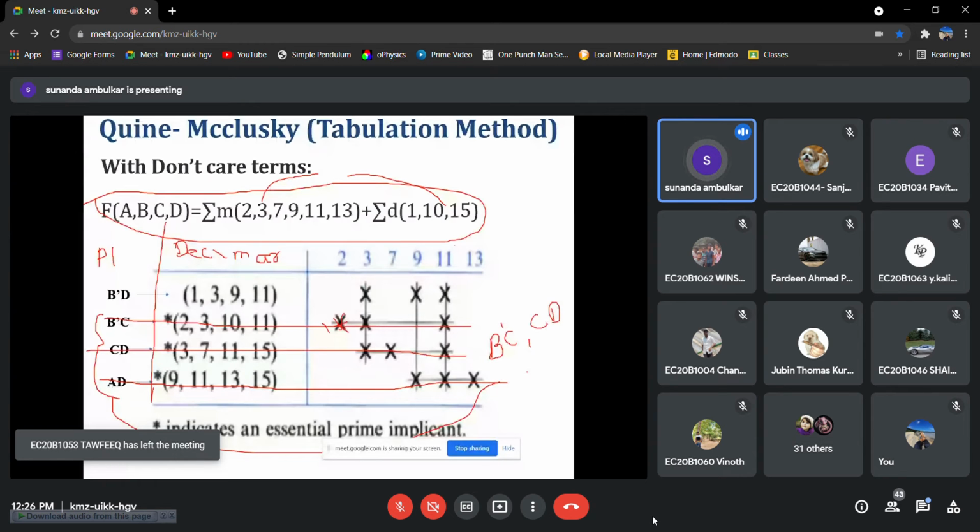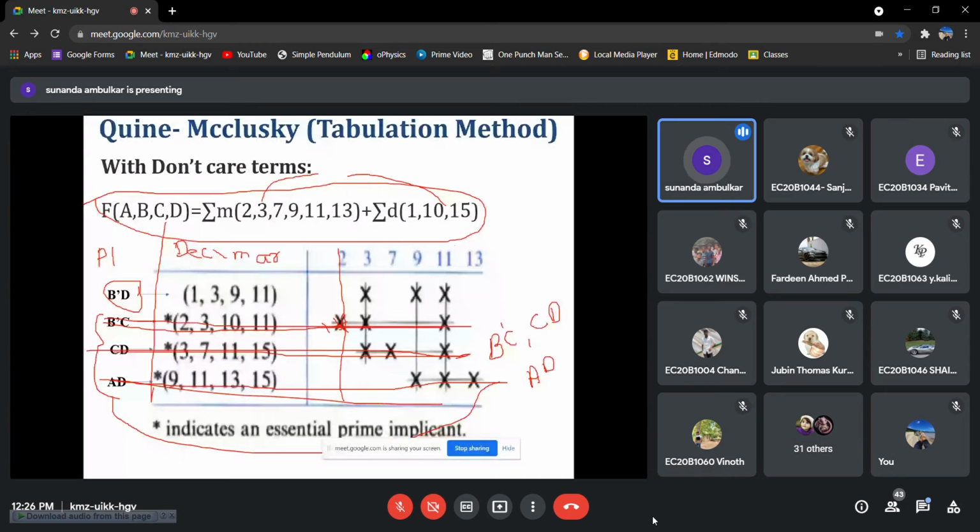Now we will try to find out whether B dash D is part of the min terms or not. For that, we will delete these things, we will delete these things, and we will delete these things.